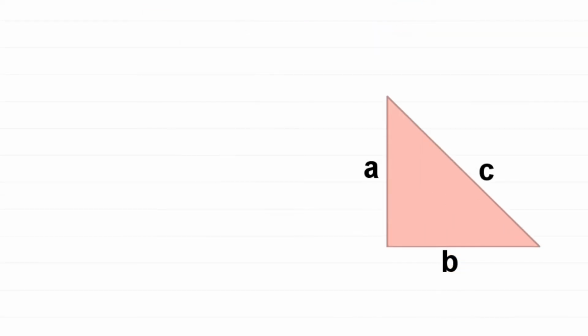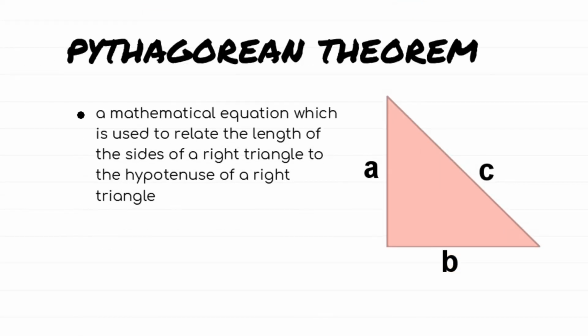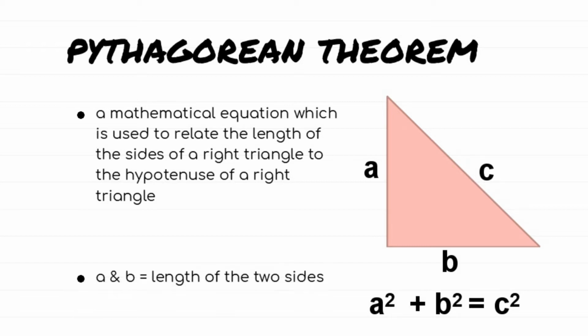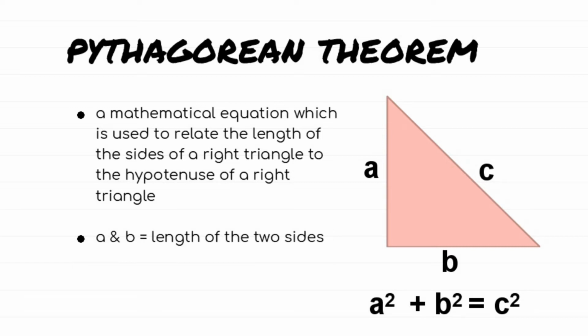Pythagorean Theorem is a mathematical equation which is used to relate the length of the sides of a right triangle to the hypotenuse of a right triangle. The equation is a squared plus b squared equals c squared, where a and b correspond to the length of the two sides, and c corresponds to the length of the hypotenuse. It does not matter whether a is the height or b is the base, or vice versa.